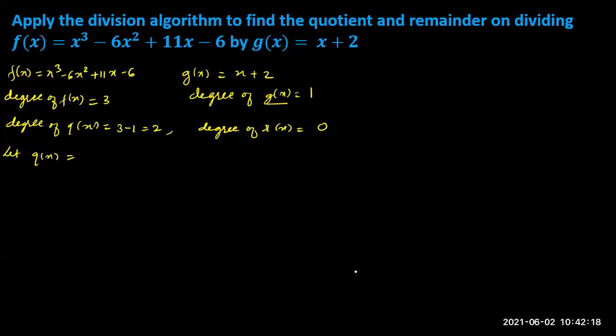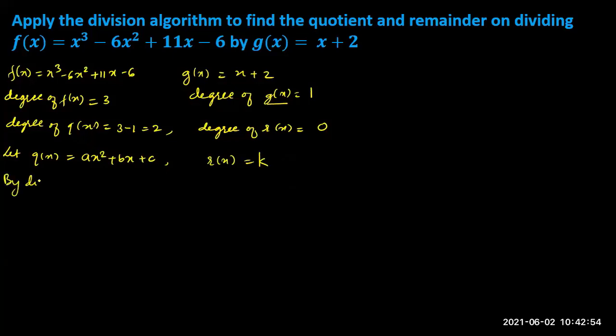Quadratic, sir, as it is a quadratic polynomial. If it is a quadratic polynomial, then we can write it as ax square plus bx plus c. Then in R of x, the remainder, if the degree of R of x is 0, then R of x is equal to a constant polynomial. So constant polynomial means k. Clear?